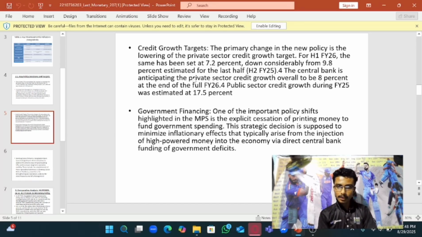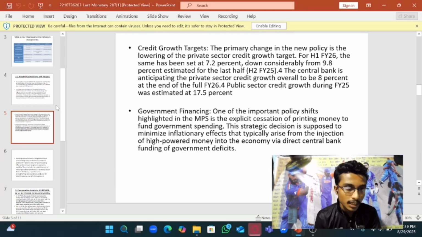Okay, next is government financing. Hopefully, we know the government enjoys the supreme power over the money supply, and the central bank procedure is to print money to fund government spending. The strategic decision is supposed to minimize the inflation effect that typically arises from this sector. So lastly, government financing is very important to solve this problem.